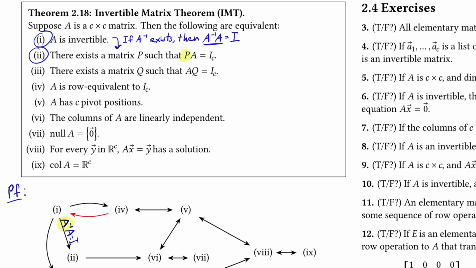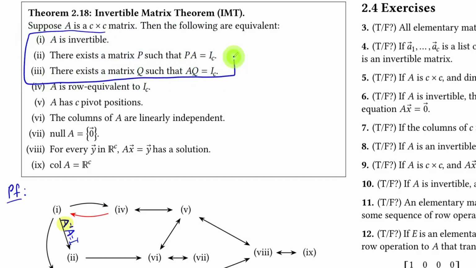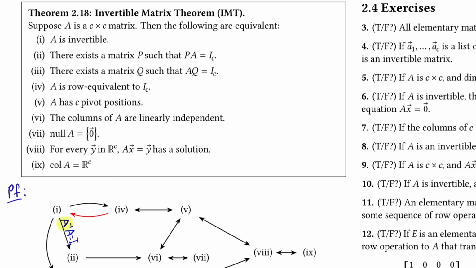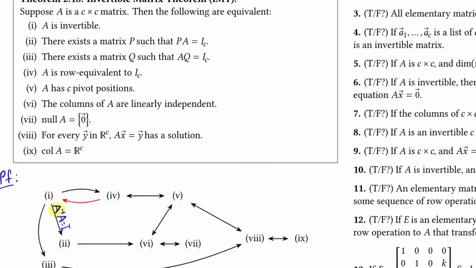But before we dive into it, I want to point out that the first 3 things here are about matrix multiplication. And everything after that, numbers 4 through 9, are all about stuff from chapter 1. Linear independence, pivot positions, the existence and uniqueness of solutions. So I think we should actually prove these ones first, and then we'll see how that's all connected to the stuff about invertibility. So let's look at a quick one.